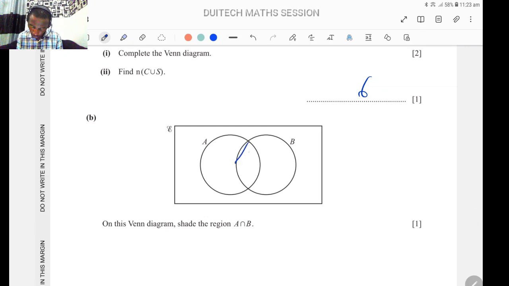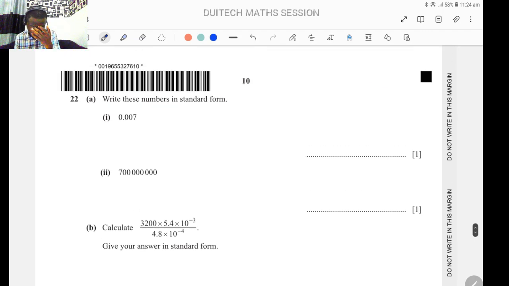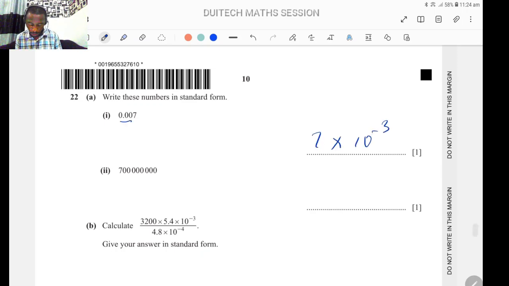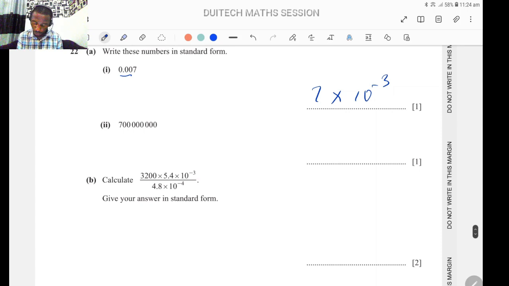So this is the intersection. The intersection is the numbers that can be found in both A and B. Then write this number in standard form. We have 3 leading zeros. As we said, we write it directly as 7 times 10 to the power of what? Minus 3, because we have 3 leading zeros. This one is not a leading zero, so just count the number of zeros you have there. So 9 minus 1 is 8. So the answer there is what?